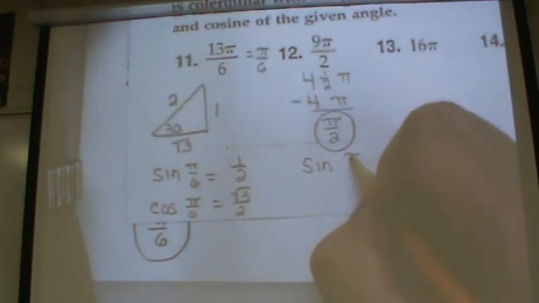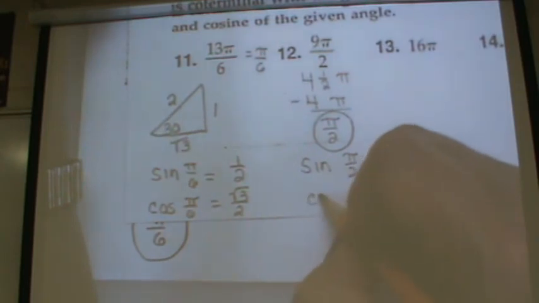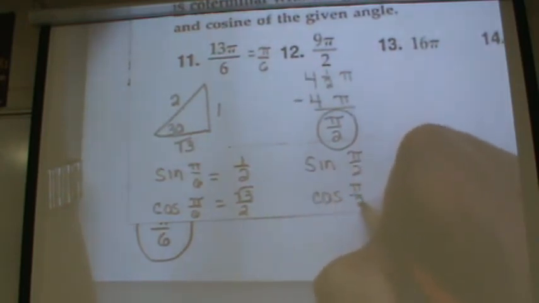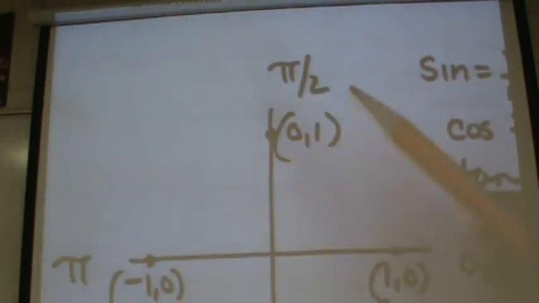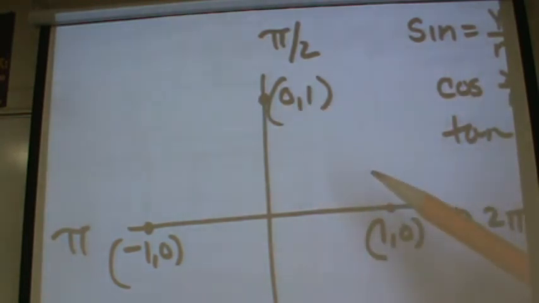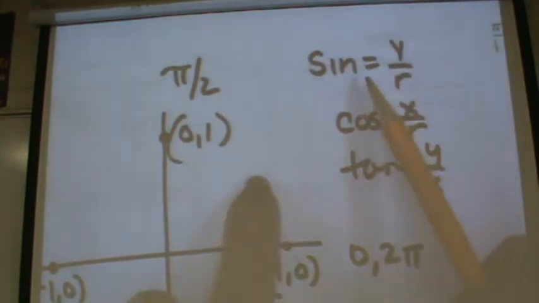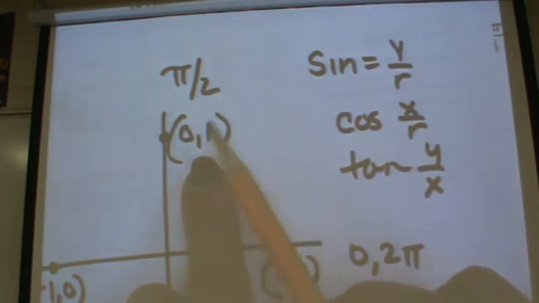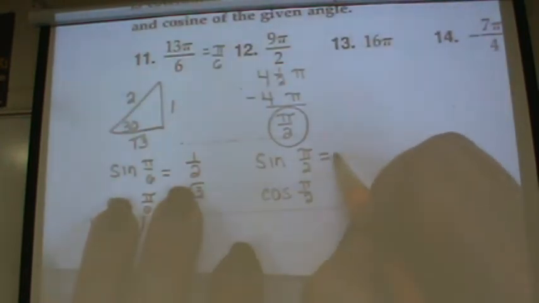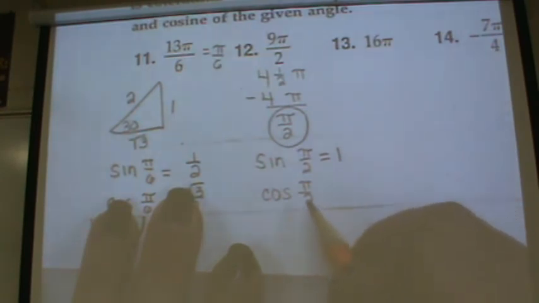That is going to be the angle that you're going to find the sine and cosine of. So find the sine of pi over 2 and the cosine of pi over 2. Well, where is pi over 2? It's right here. And here's the ordered pair, 0 and 1. And what's the definition of sine? It's y over r, so it's 1 over 1. So this answer is 1. And cosine would be 0 over 1, which is 0.